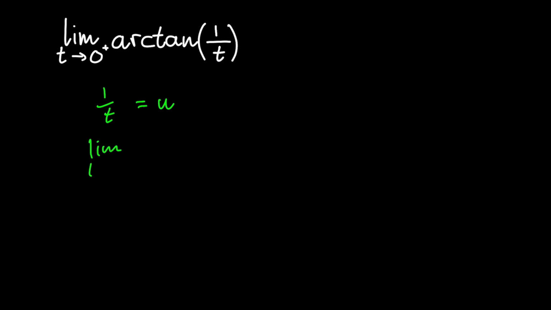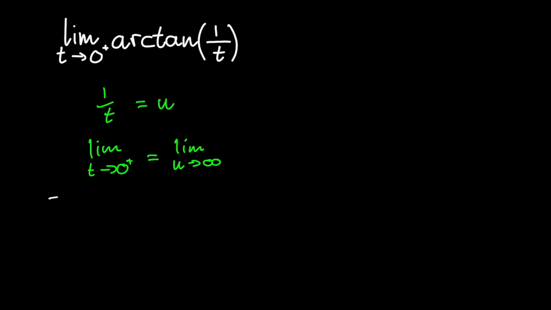So if we originally had the limit as t approaches 0 from the right-hand side, then we'll notice that as t approaches 0, our denominator becomes extremely small. And as our denominator becomes extremely small, this fraction will become extremely large. So as t approaches 0, the fraction will approach infinity. So that'll be the same as saying the limit as t approaches 0 from the right-hand side will be the same as saying the limit as u approaches infinity.